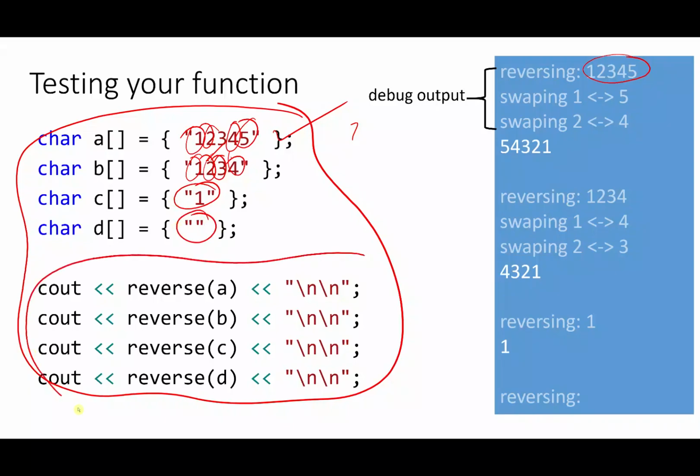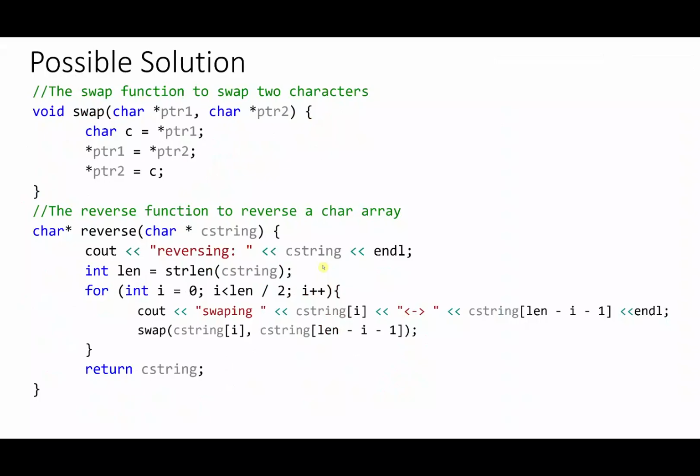So here it is, and let's see what your function looks like. So work on that function and come back. So write a function that reverses a C string. Okay, assuming you thought of that and you did it, here is a possible answer.